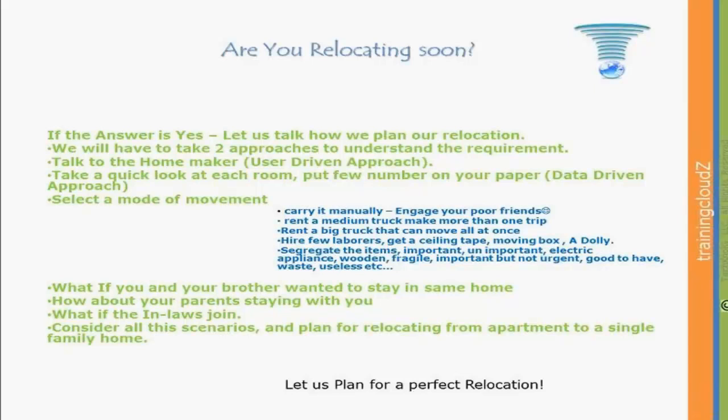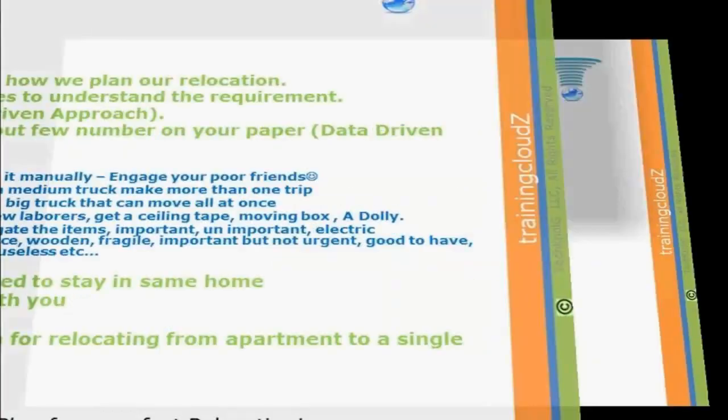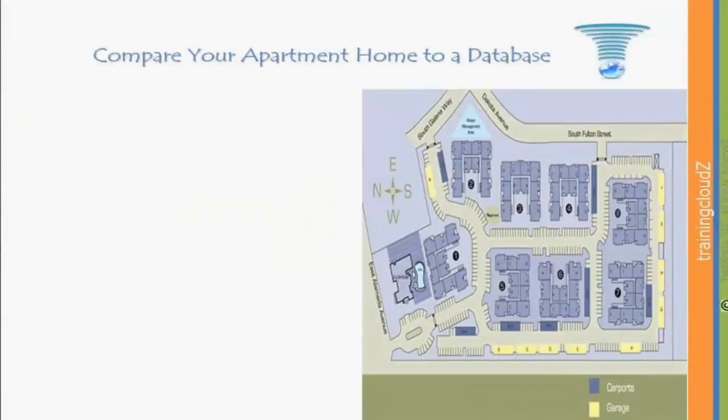Now, you will not think about one more apartment. You'll say, okay, I have my parents, I have my in-laws, I have my brother coming, so let me take a single family home. Your apartment is now going to be transformed to a single family home. Now, keep this picture in mind and then go to the next slide where you'd understand why we need to relate them, how they fall into the same bucket.